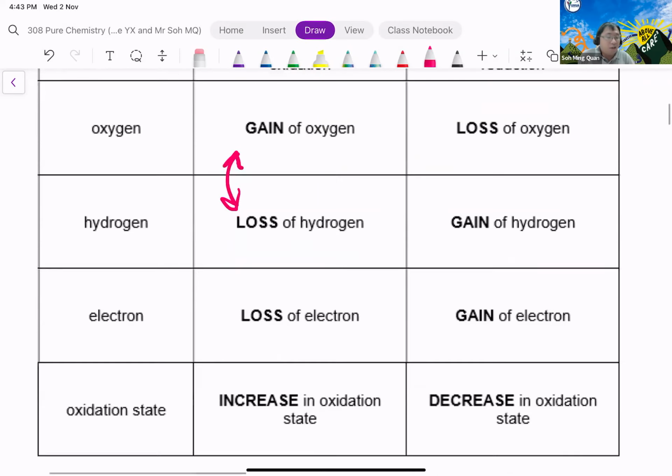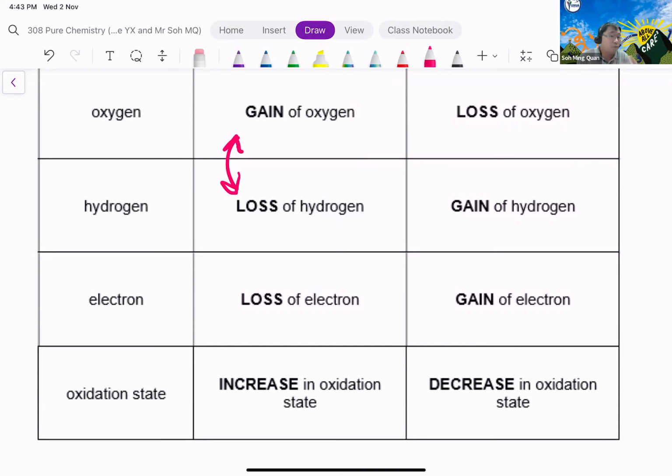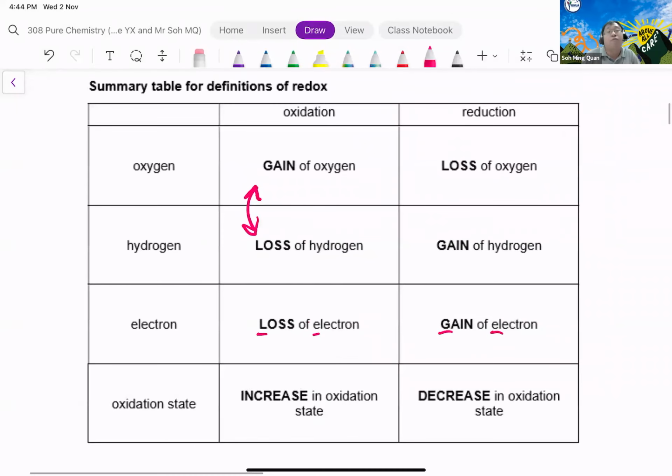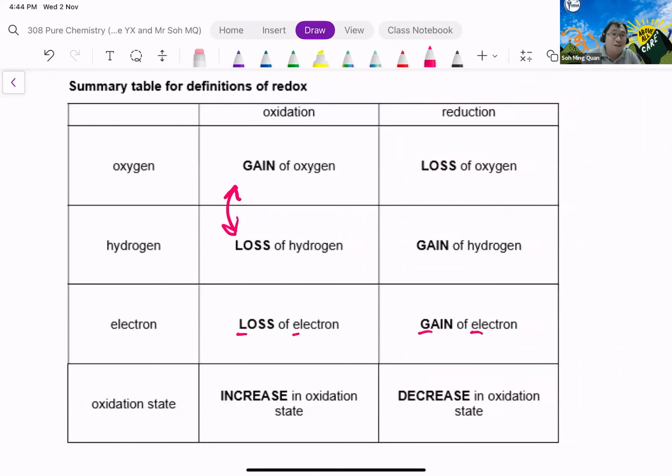So usually we would like you to use definitions in terms of electrons, in terms of oxidation states. So we have learned yesterday that oxidation is loss of electron, reduction is gain of electron. And finally, today we have learned how to assign oxidation states, and how to use oxidation states to explain redox. Oxidation involves an increase in the oxidation state, whereas reduction is when the oxidation state decreases. I think this is a good place for us to summarize, take stock of what we have learned, and more importantly, go and practice the remainder of the questions yourself.